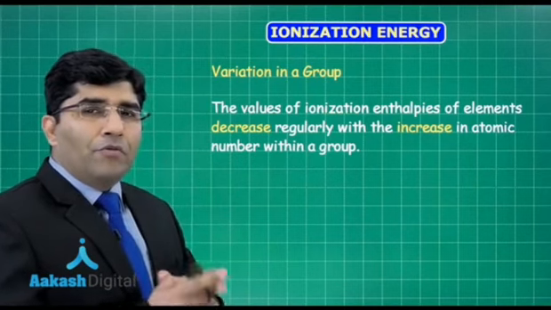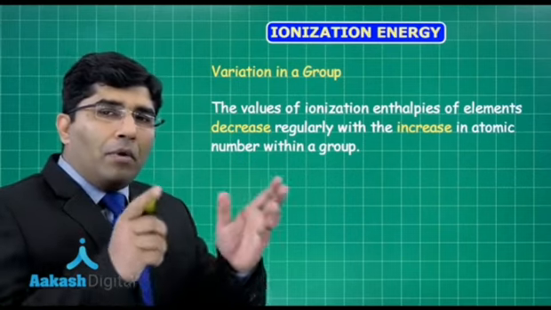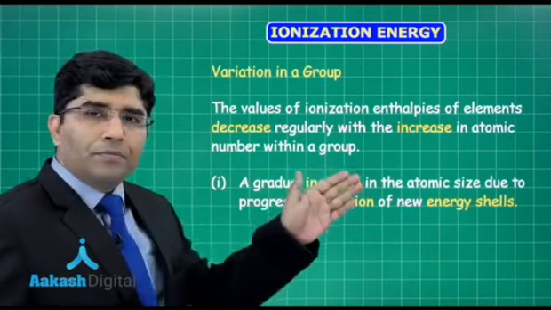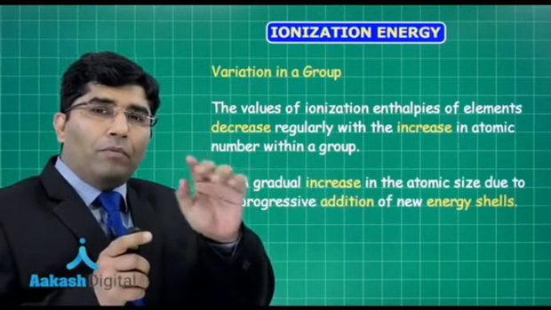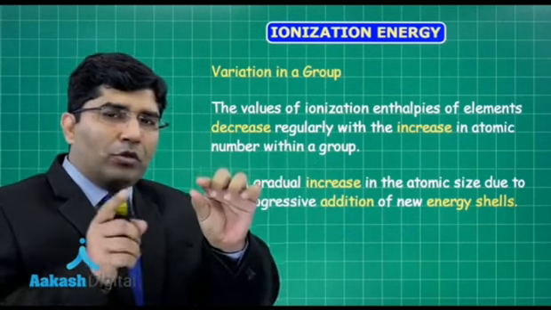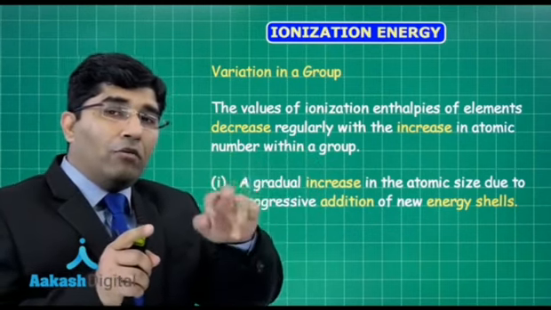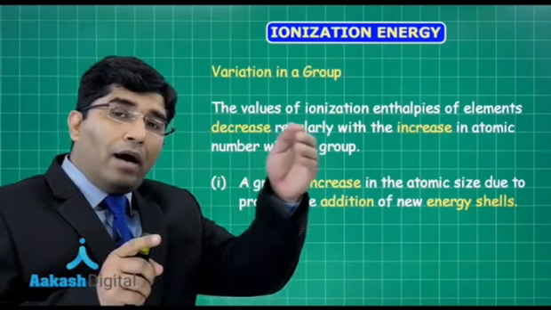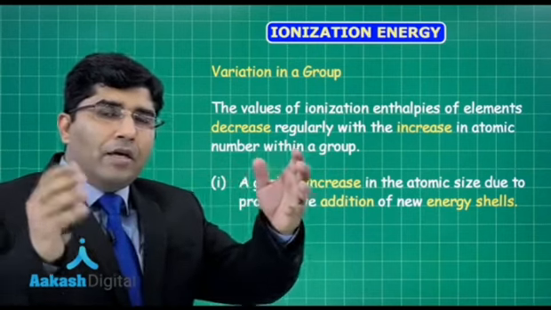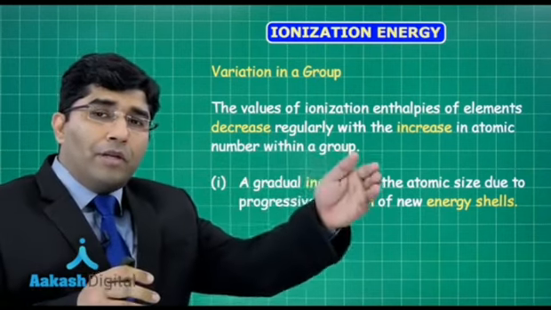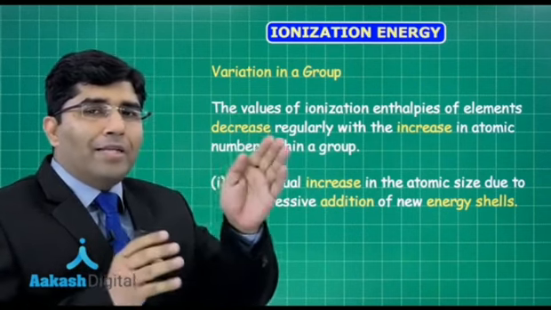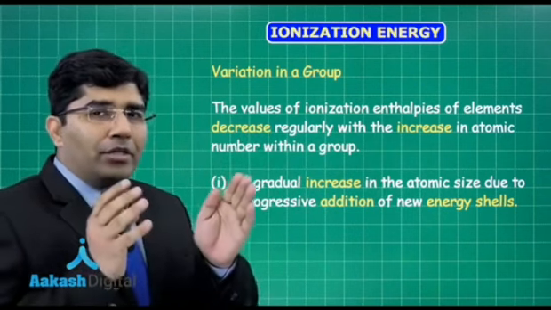Why? First of all, the number of shells increases. If the number of shells increases, then the electron will go far away from the nucleus. In the first shell, it is close to the nucleus. Second shell, it will be far. Third shell, again far away from the nucleus. So as the number of shells increases, the electron moves far away from the nucleus. That's why it is easy to eject the electron from the valence shell, and ionization energy decreases.